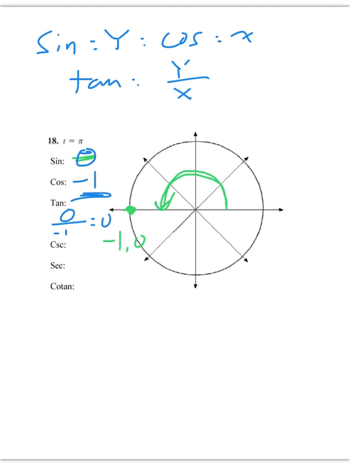Cosecant is the reciprocal of 0. 1 over 0, of course, is infinity or undefined. Secant is the reciprocal of negative 1. 1 over neg 1 is also neg 1. And our cotan is the reciprocal of 0, undefined.